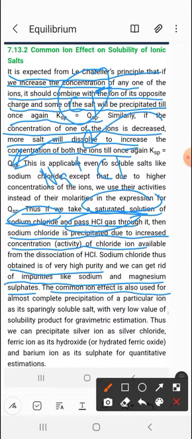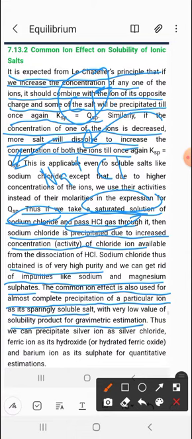And the common ion effect is also used for complete precipitation of a particular ion as its sparingly soluble salt with a very low value of solubility product for gravimetric estimation. So we can precipitate silver ion as silver chloride, ferric ion as its hydroxide, and barium ions as sulfates for quantitative estimation.